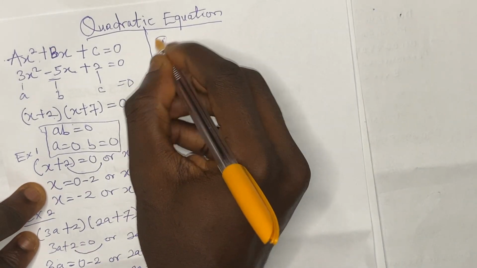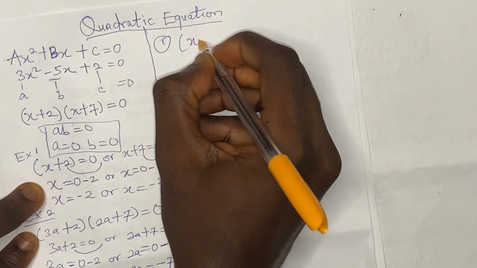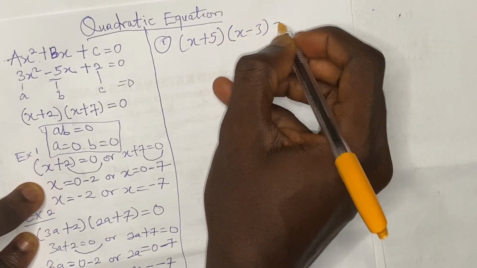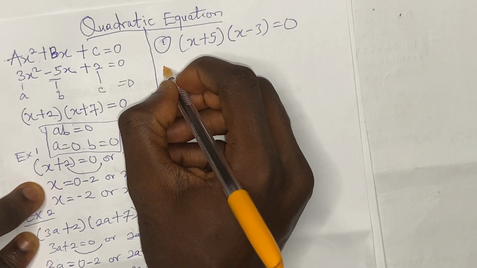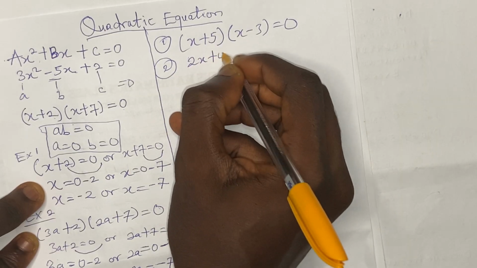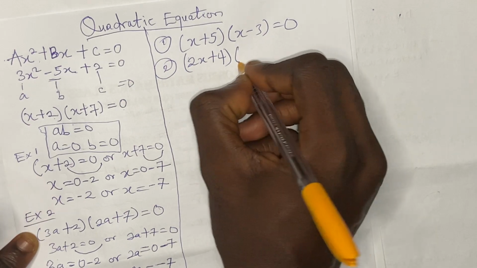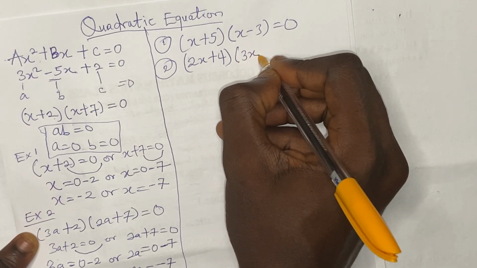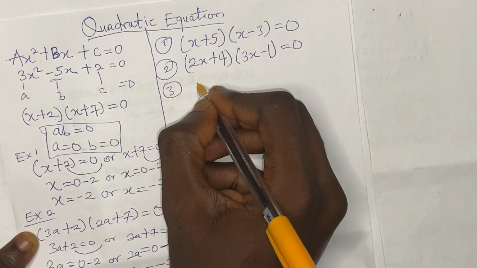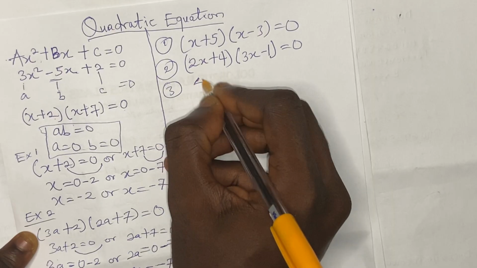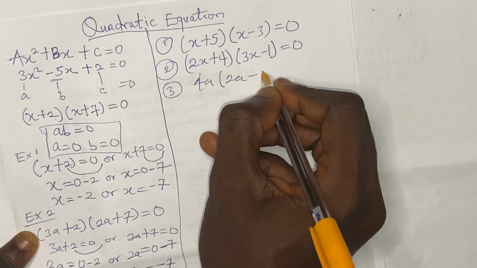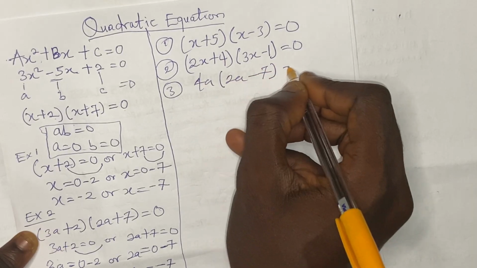Let's say we have number 1 question. Do x plus 5 multiplied by x minus 3 equal to 0. Find the value of x. And then number 2, find 2x plus 4 multiplied by 3x minus 1 equal to 0. And then the last one, you do 4a multiplied by 2a minus 7 equal to 0.